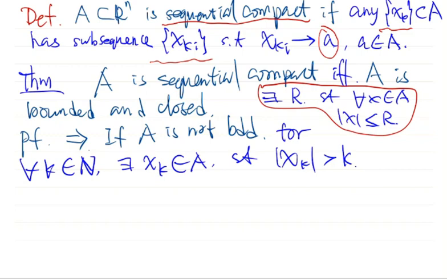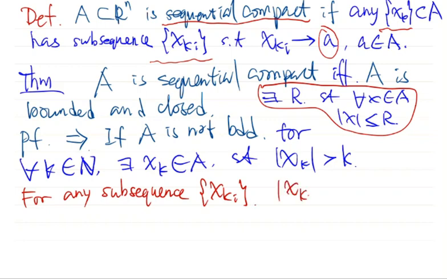So xk is a sequence whose norm converges to infinity. For any subsequence xki, of course, the norm of the subsequence also approaches infinity. So this subsequence could not be bounded.